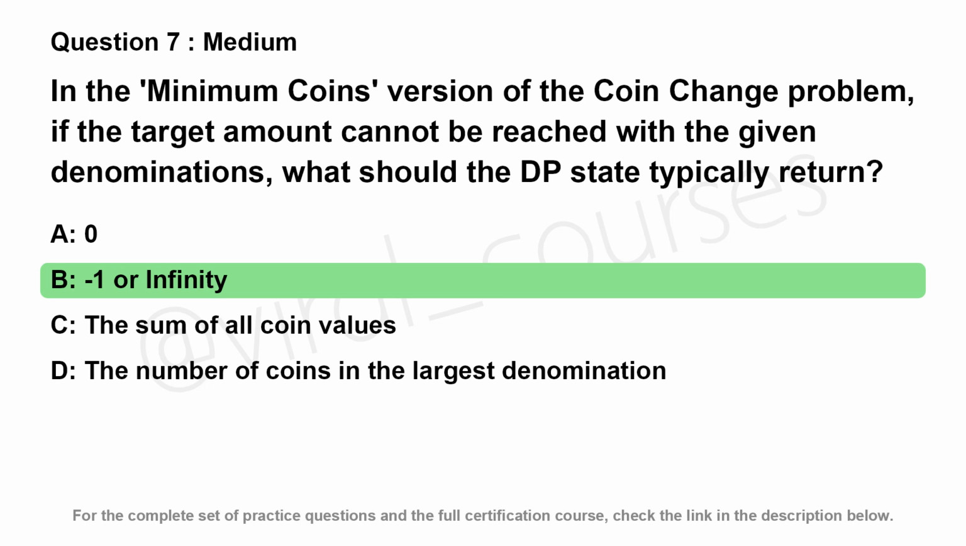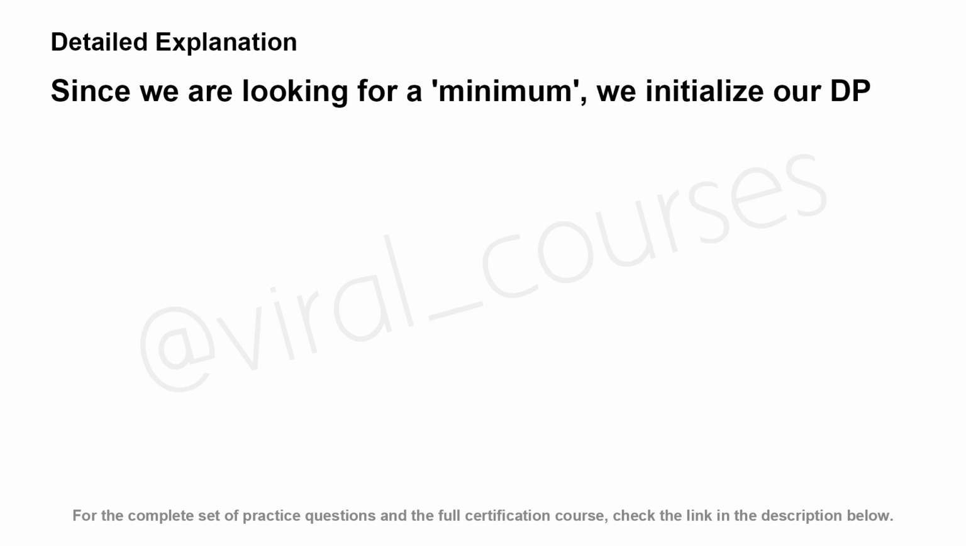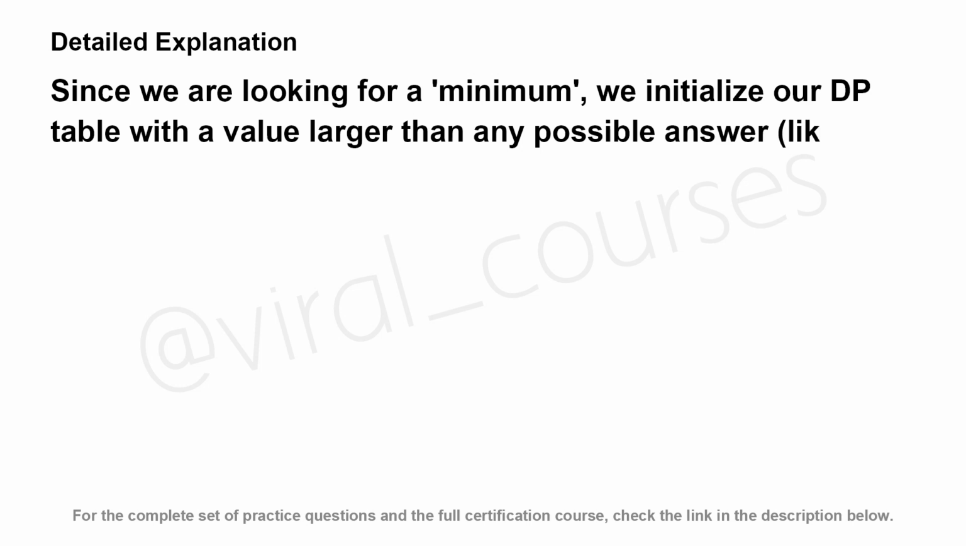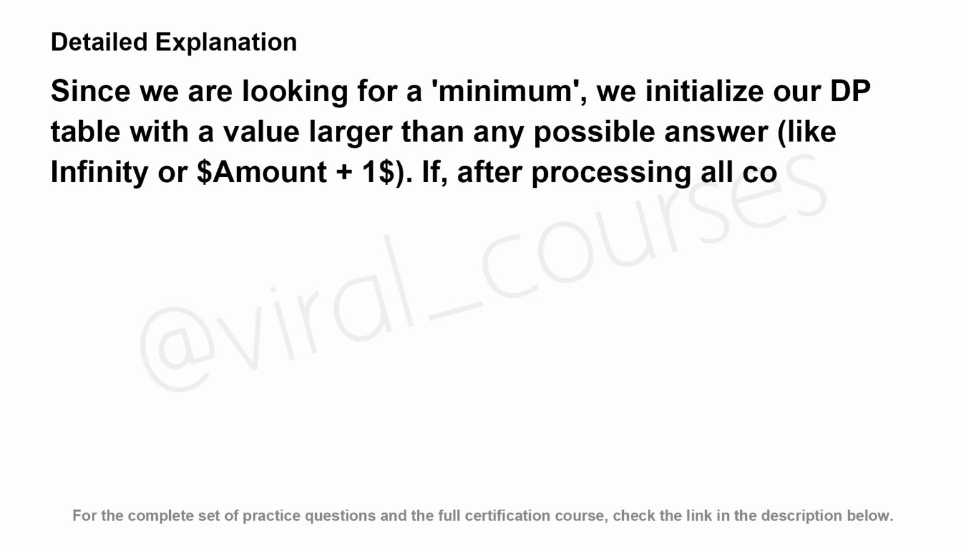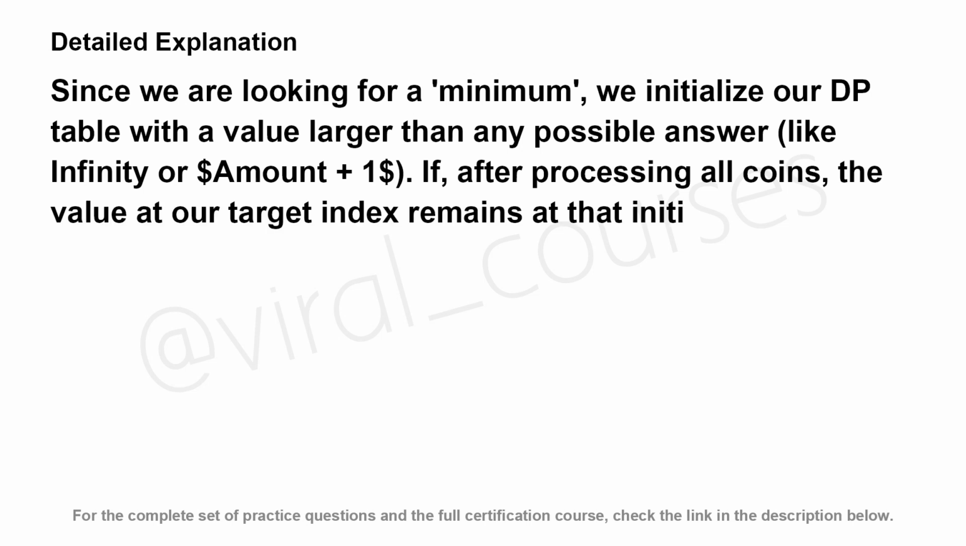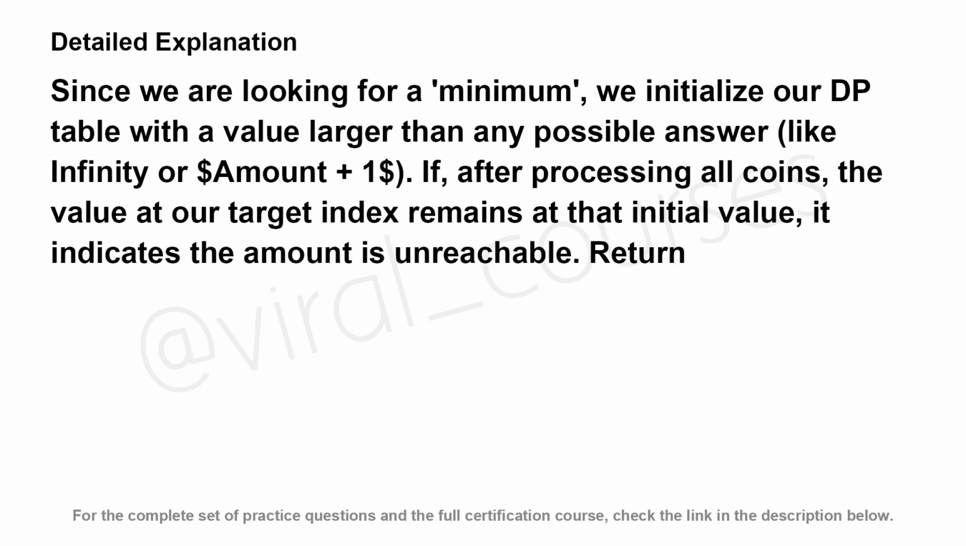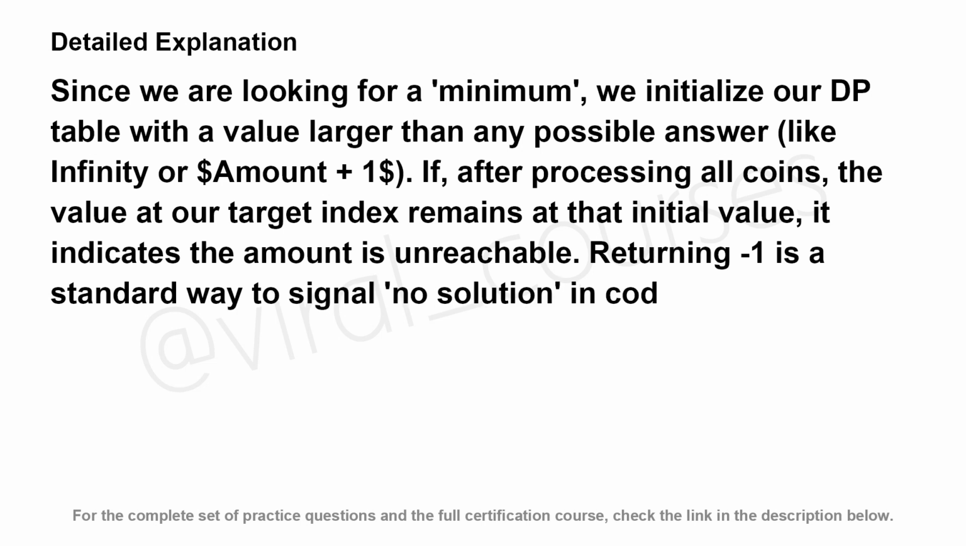The correct answer is B. Since we are looking for a minimum, we initialize our DP table with a value larger than any possible answer, like infinity or amount plus 1. If, after processing all coins, the value at our target index remains at that initial value, it indicates the amount is unreachable. Returning -1 is a standard way to signal no solution in coding interviews.